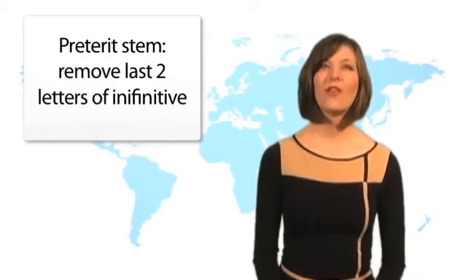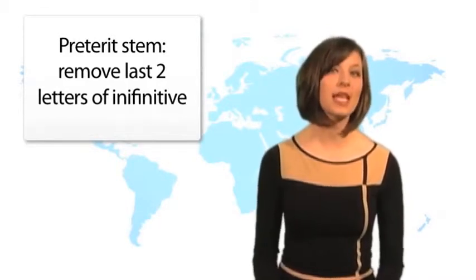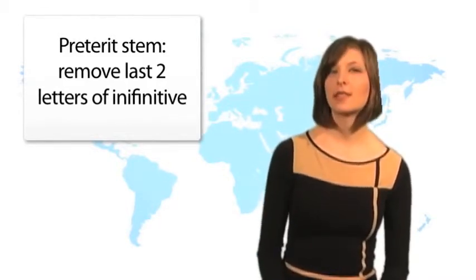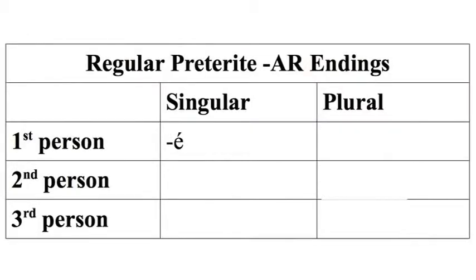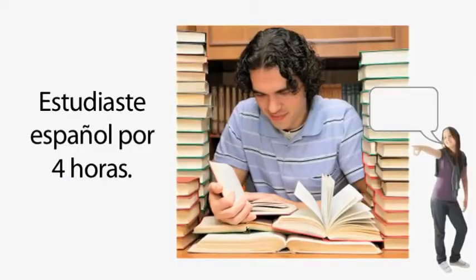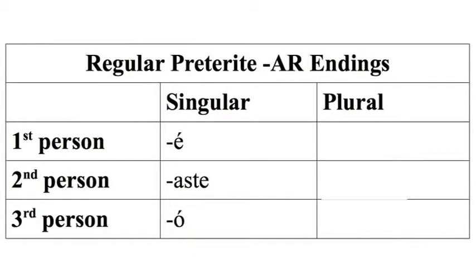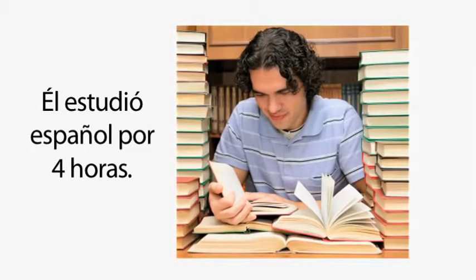Okay, enough jabbering. You need the rest of the endings for the AR verbs. For yo and all of the other verbs, you're going to use the same stem that you use for all of your regular simple present conjugations. But instead of adding an O to the end for the yo form, you'll add an E with a tilde above it. Tomé un taxi. For tú, the informal you, you'll add aste to the end of the stem. Estudiaste español por 4 horas. For él, ella, and usted, you'll add the letter O with a tilde above it. Él estudió español por 4 horas.